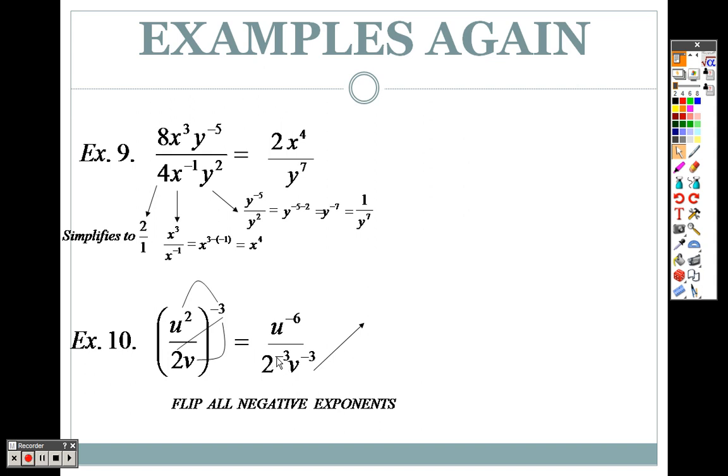So that 2 to the negative 3 goes on top, be 2 to the 3rd. And that v to the negative 3 goes on top. That becomes v to the 3rd. And this u moves to the bottom, so I get u to the 6th power. And 2 to the 3rd is like saying 8. So it's 8 v to the 3rd over u to the 6th.